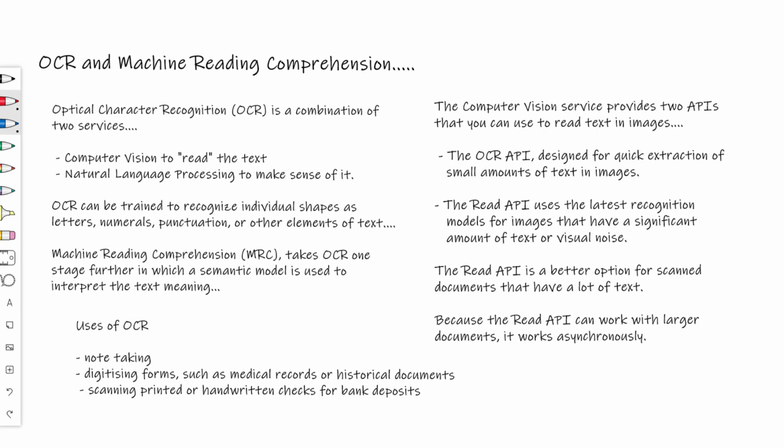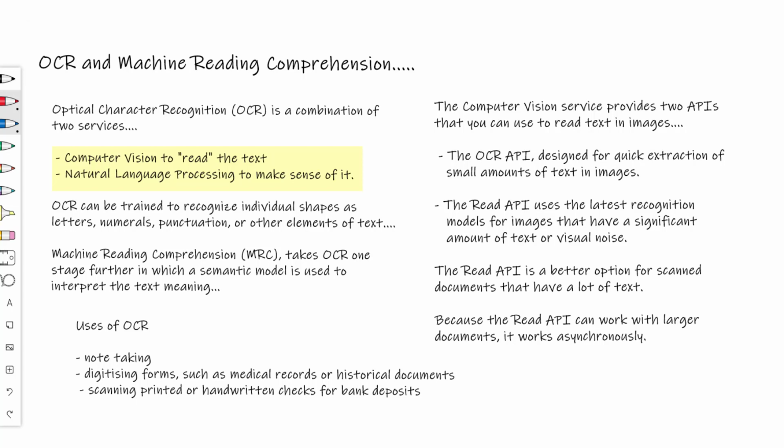Now up until this point, we focused on images and the objects within. But I want to take a few minutes to discuss and demonstrate optical character recognition and machine reading comprehension. Now this is a combination of two services: computer vision, which reads the text, and natural language processing that makes sense of it. This is useful for applications such as note-taking, digitizing forms and scanning documents.